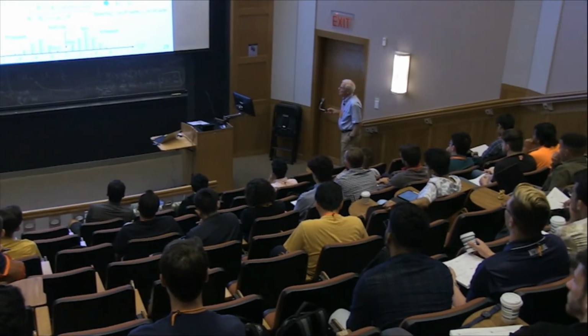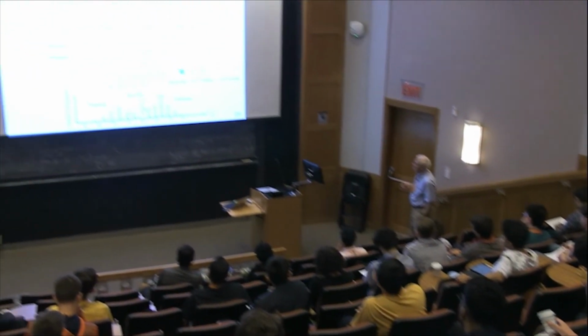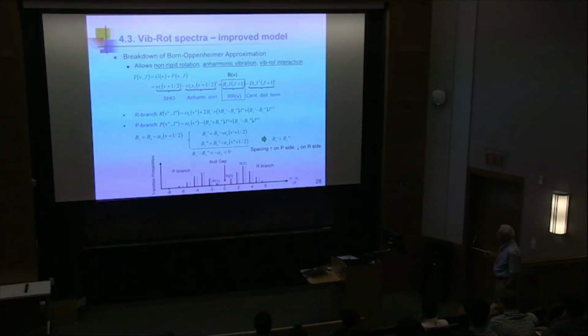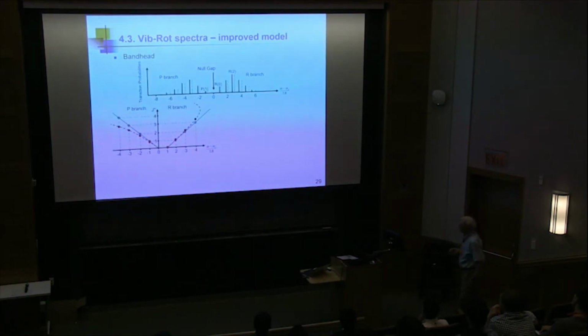So this is what it looks like. I've now plotted this thing, transition probabilities, frequency relative to the null gap. Here's the R branch, here's the P branch. And what you see is as you go up, the R branch lines get closer together and the P ones get further apart. So as soon as you see the spectrum, you immediately see this. You can see it right away.